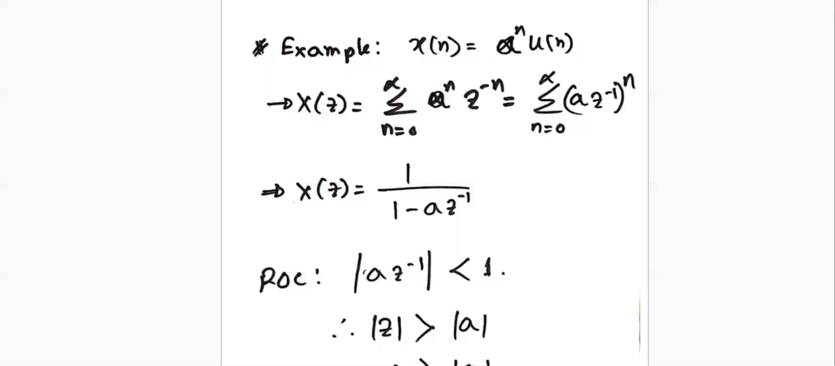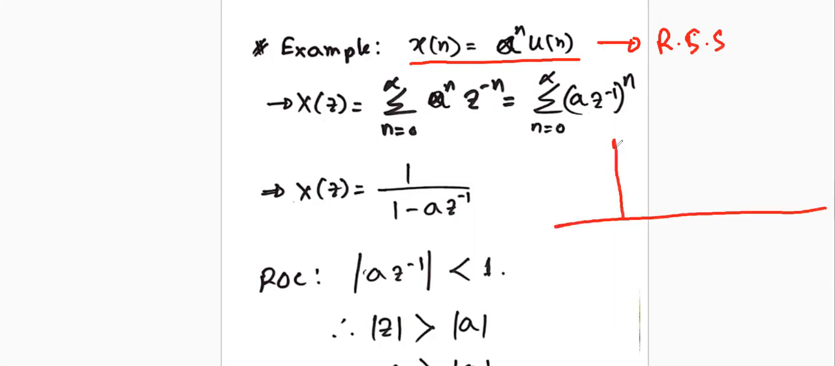Okay, let's start today's session. Since we have already established this, you can remember this: xn is equal to a to the power n un. So what kind of series is this one? Definitely this is a right-sided sequence.